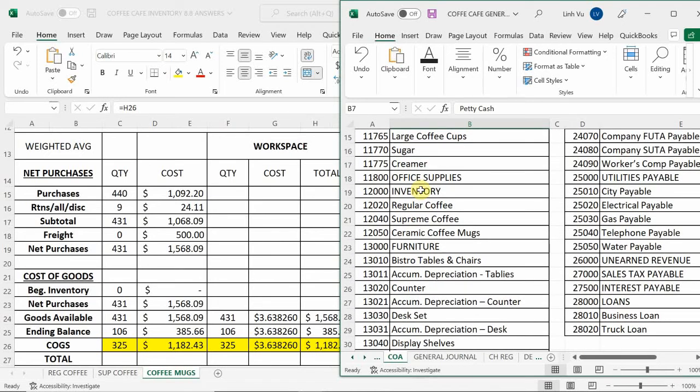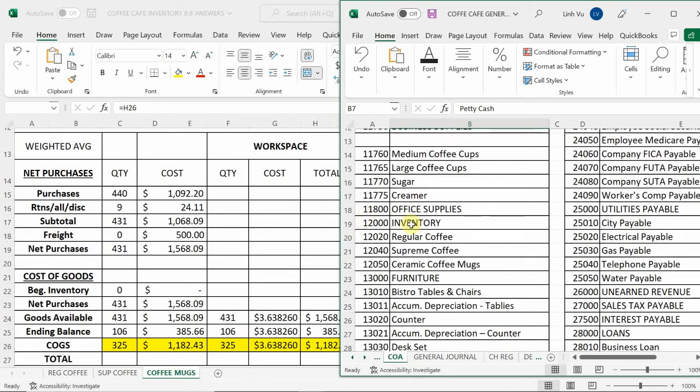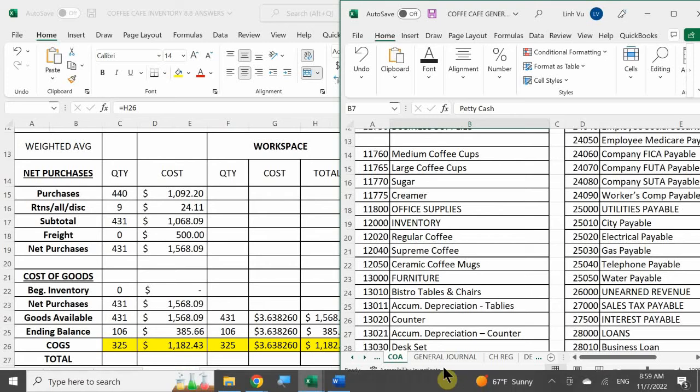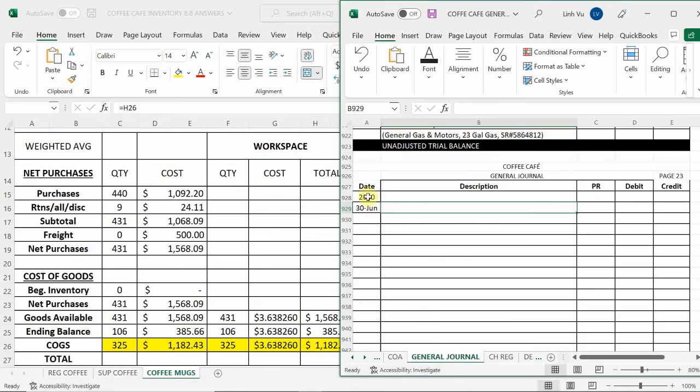Where do you see it? Inventory 12,000, right? But did I buy a specific item? Ceramic mugs. So 12,050. Okay, so good. 12,050, ceramic coffee mugs. Good. Okay. What else do I need to recognize? What am I doing here when I'm converting?